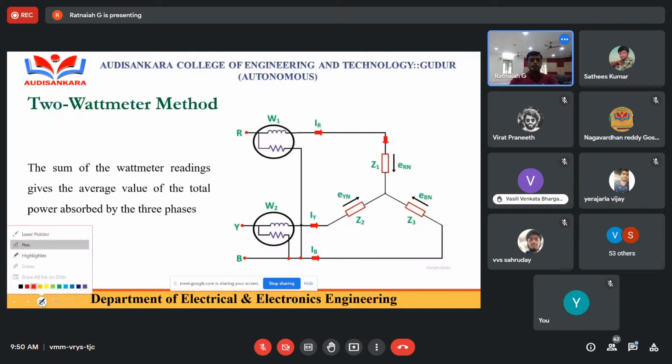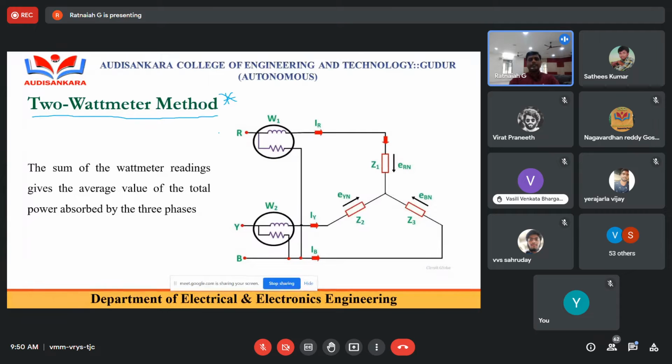So coming to the next one, this is very, very important. That's the two-wattmeter method. Most important thing. All of you, this is very, very important. As per the syllabus also, we are having the two-wattmeter method. So please concentrate on this.